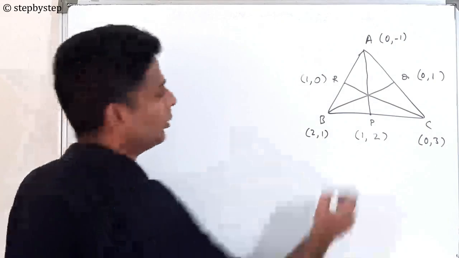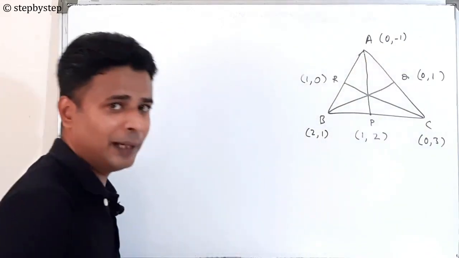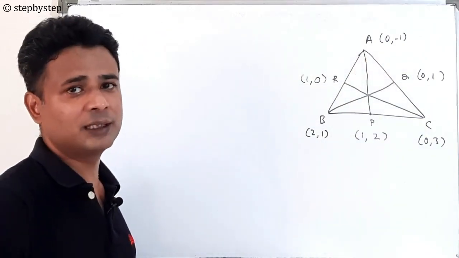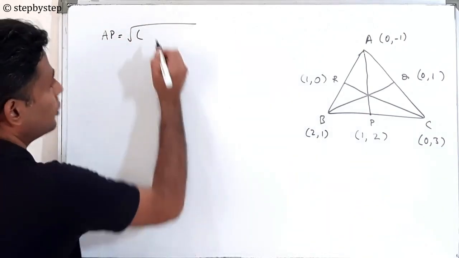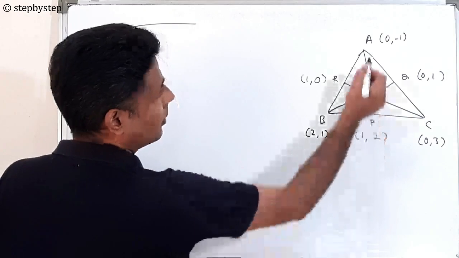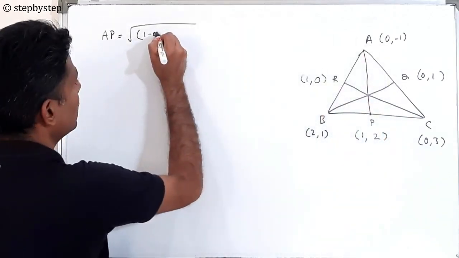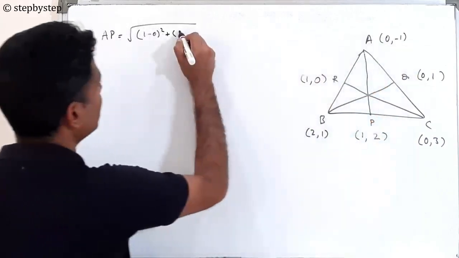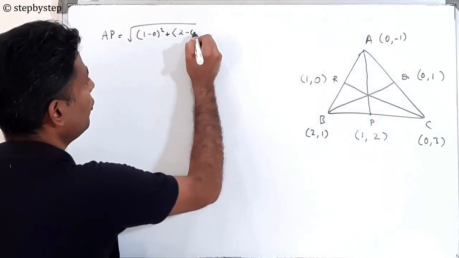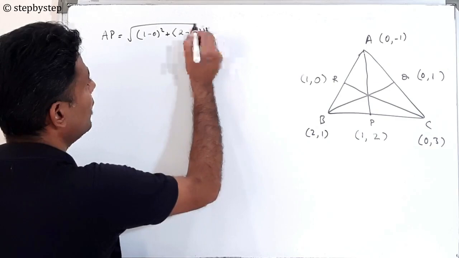Now how do we find the length of the median? We just have to find the distance AP. All we have to do is use the distance formula. So AP equals root of x2 minus x1 whole square, so 1 minus 0 whole square, plus y2 minus y1, 2 minus of minus 1, 2 minus of minus 1 whole square.